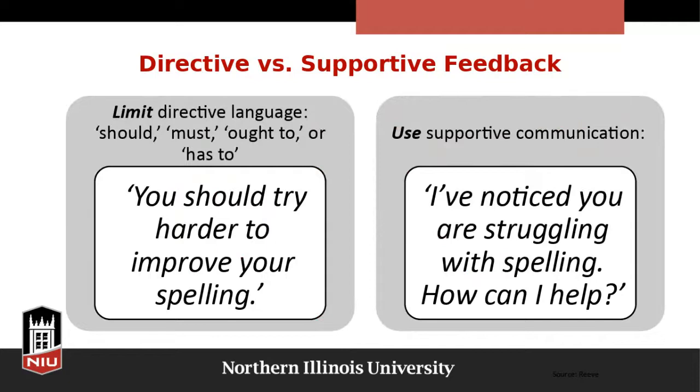One other tip is to provide supportive rather than directive feedback. You want to help and support students, not necessarily control them. So we want to develop a supportive, constructive tone. We want to limit directive language like you should, you must, or you have to. For example, "You should try harder to improve your spelling." Instead, use supportive communication. What can you do to help your student? "I've noticed you're struggling with spelling. How can I help? What resources can I provide?" Give them that supportive, constructive tone rather than telling them what to do.